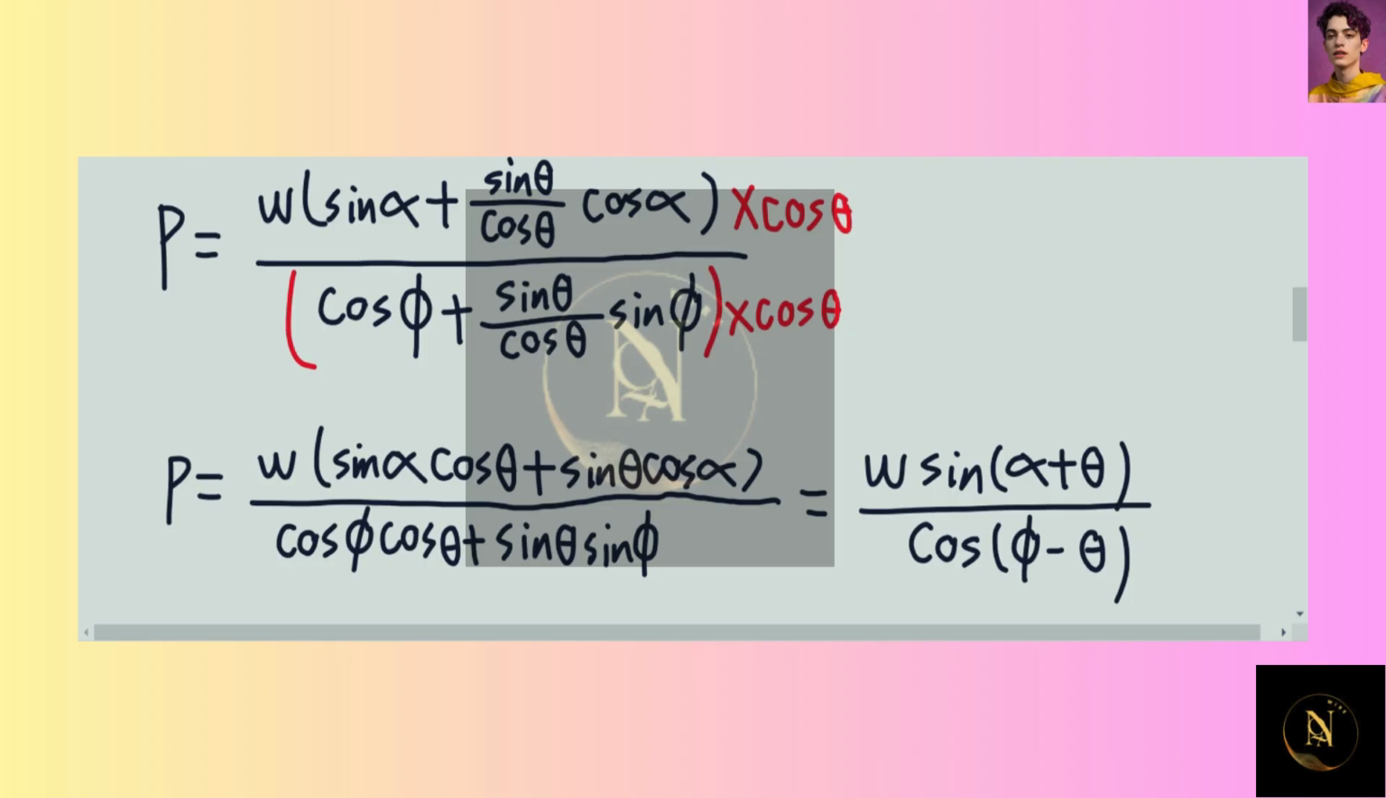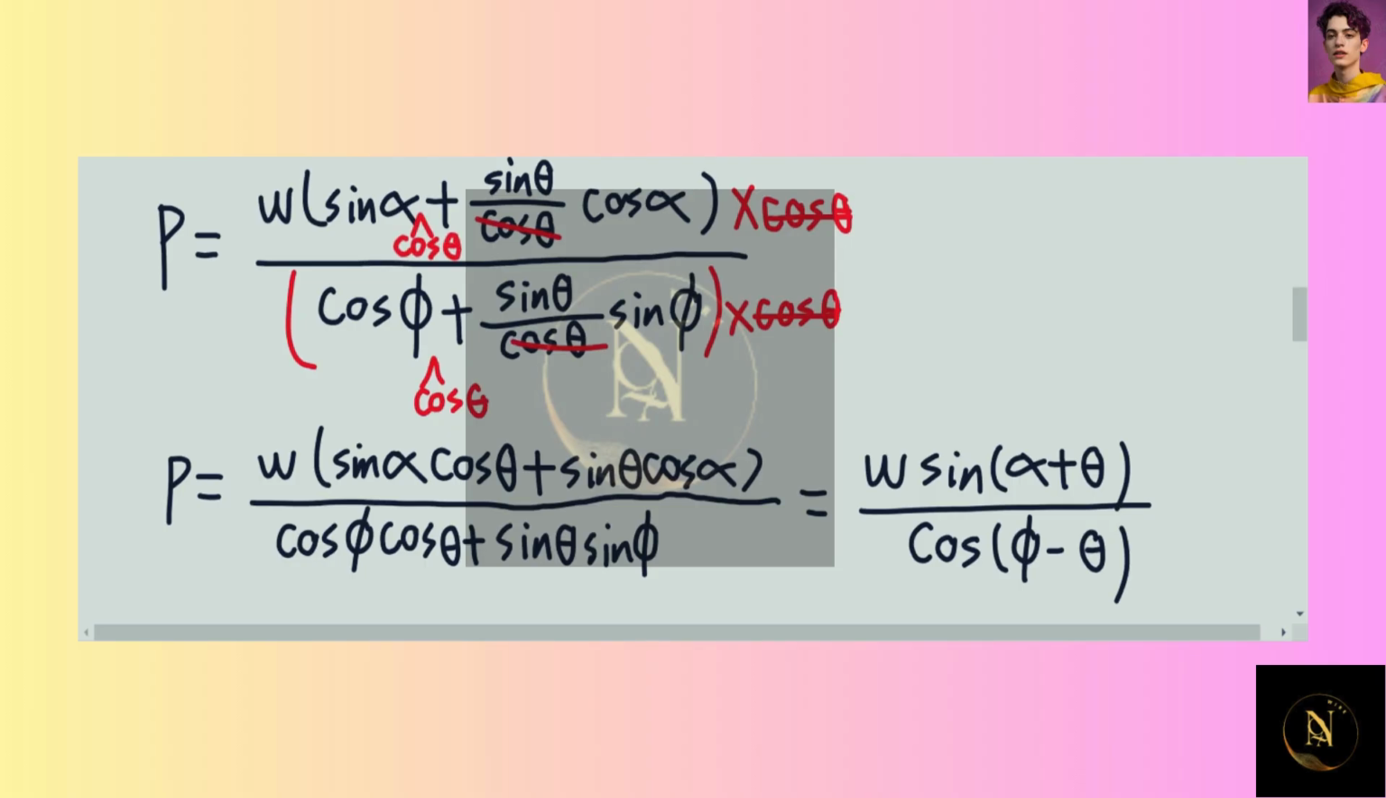Since if we multiply by cosine theta here, the cosine theta in the numerator and denominator cancel out. And here we multiply by cosine theta, and the same for here.